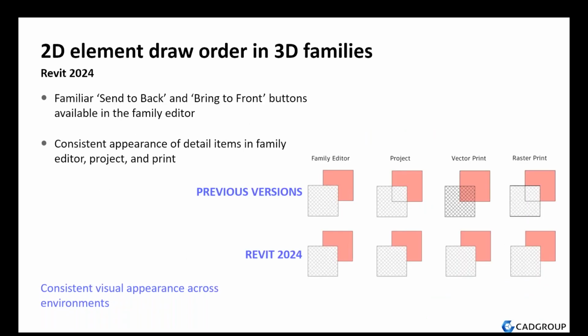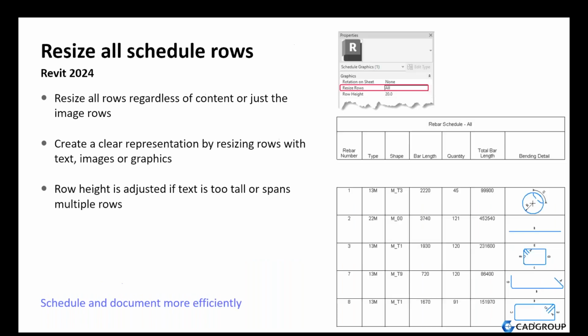Now here's one for people who are using create Revit content. The way that the drawing order works in 3D families, if you've got things like fill patterns, is a bit hit and miss, or has been a bit hit and miss, I should say. So depending on whether you're looking at it in the family editor or the project, it'll look different. If you print a vector print or a raster print, then it looks different. So that's been a subject of a lot of support calls over the years. And now in Revit 2024, it's completely consistent. So the draw order will work regardless of those different environments and the different print styles.